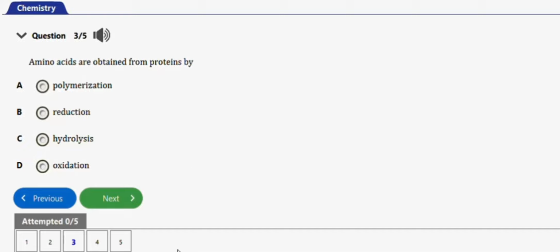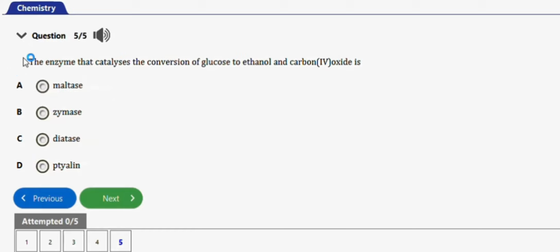The last question I have here before I end this video will be this one. It says the enzyme that catalyzes the conversion of glucose to ethanol and carbon dioxide is, we have maltase, we have zymase, we have diatex, we have thiolane. So the right answer is option B, which is zymase. Guys, for this particular question, take note of it.